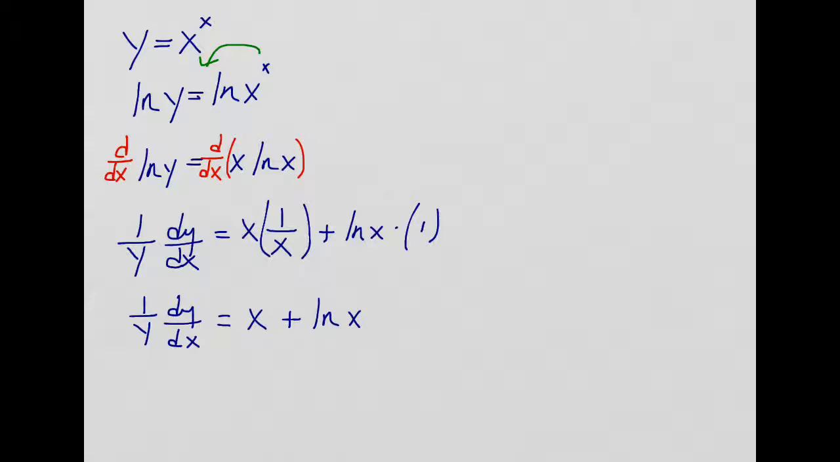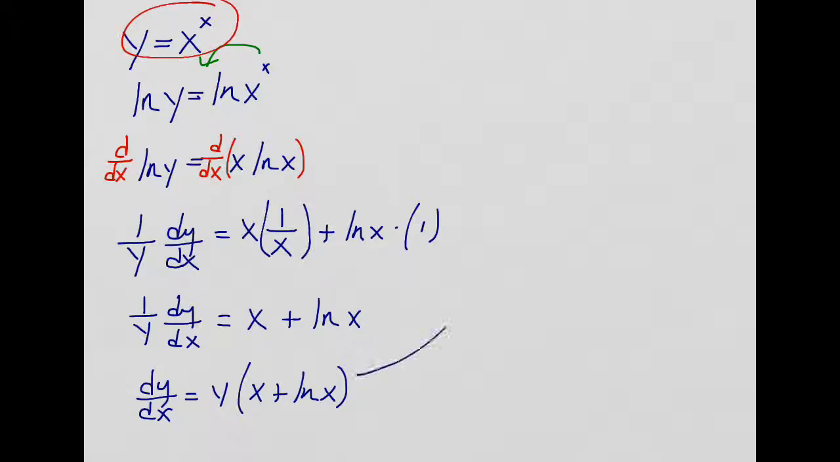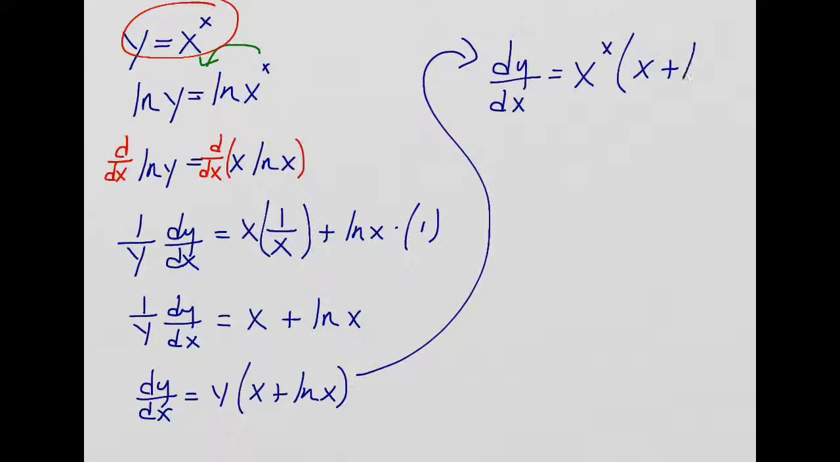And we'll go ahead and get dy dx by itself, so we'll multiply both sides by y. And so we can say that dy dx is equal to y times 1 plus the natural log of x. But remember, we already know what y is. Y is actually equal to x to the power of x. So I'm going to go ahead and rewrite this up here where I have a little bit of room and say that dy dx is equal to x to the x power times 1 plus the natural log of x.